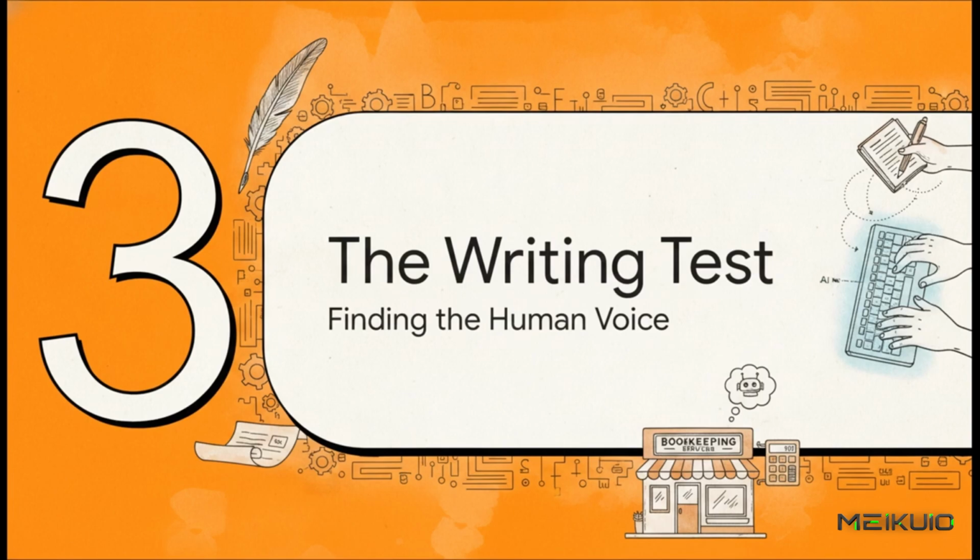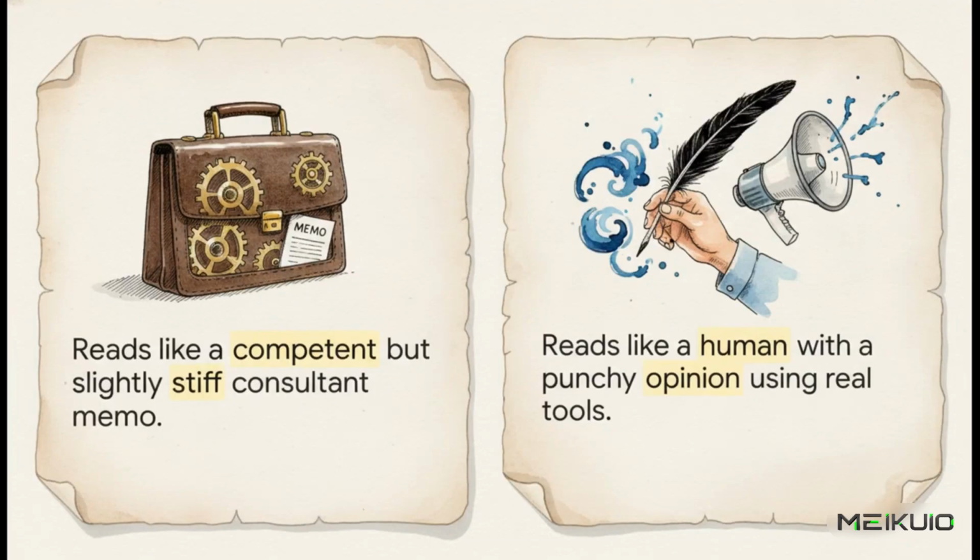All right, Section 3, the writing test, finding the human voice. Code is one thing, but what about client emails, content creation, marketing copy? We really need to know who writes better. So we fed them a prompt that a small business owner might use. Explain, in 150 words, if I should worry about AI replacing my bookkeeper. Both were completely honest. Both hit the exact word count, but the tonal difference.